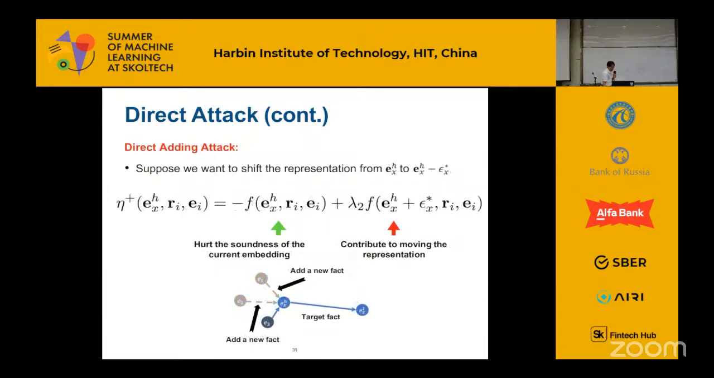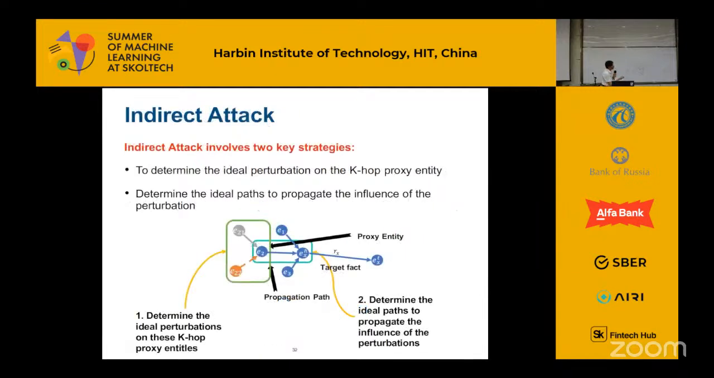And for the direct adding attack, we hurt the soundness of the current embedding, and we also have to make the shift contribute to the desired representation right here. And for the indirect attack, we have to do it recursively, which means that we have to firstly determine the desired representation shift of the original fact of the target effect, and then determine the desired shift on every single entity through such a path.